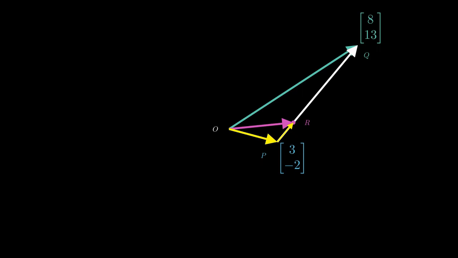Here are the numbers for the vectors in matrix form, just a different way of writing it. Again, OP is to the right 3, down 2. OQ is to the right 8, up 13. Okay, so you should draw your vectors like that. This illustrates how you get from O to R. All right, and then we have to do the working out.